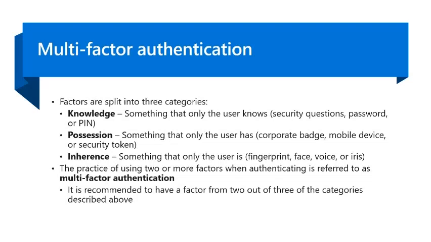Further, it can be split into three things: knowledge, possession, inherence. Knowledge is something that only the user knows: security questions, password or PIN. Possession is something that only the user has, that means a corporate badge, mobile device or security token. Inherent is something that only the user is: fingerprint, face, voice or iris.